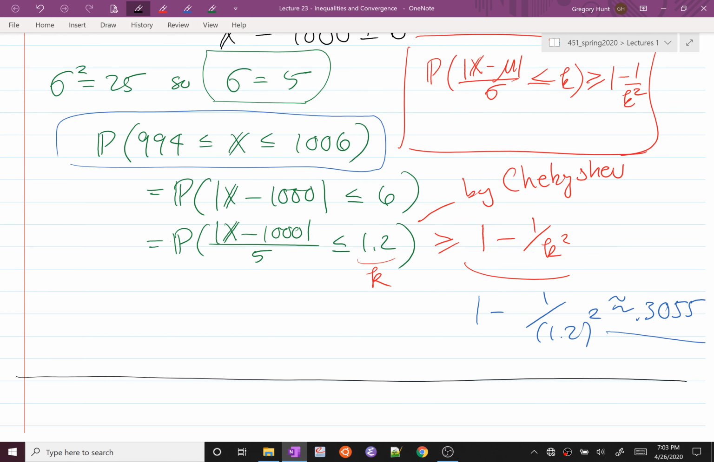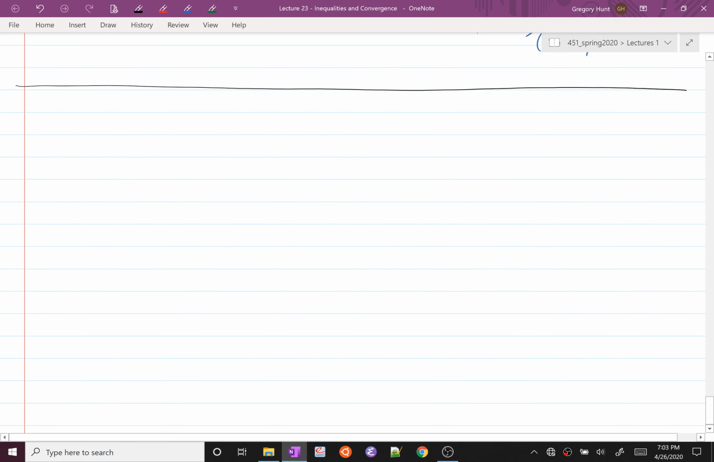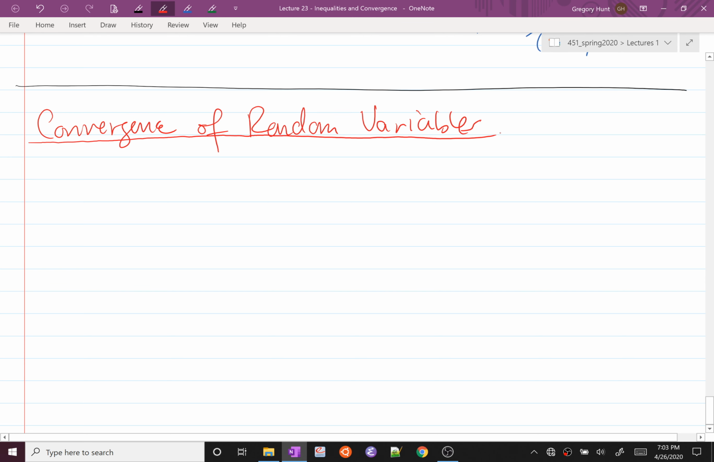We're now going to move on to talking about convergence. And this is what we're going to talk about for the rest of the class. Convergence of random variables. So we've basically done a whole bunch of algebra with random variables and transformations and functions of random variables. And so now we're going to try and start doing some calculus of random variables.